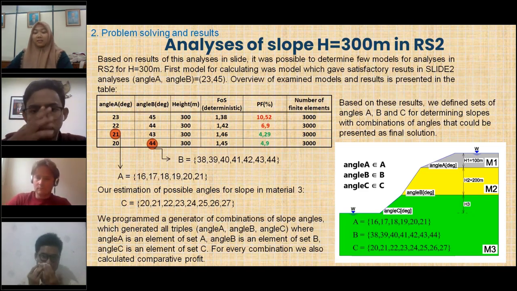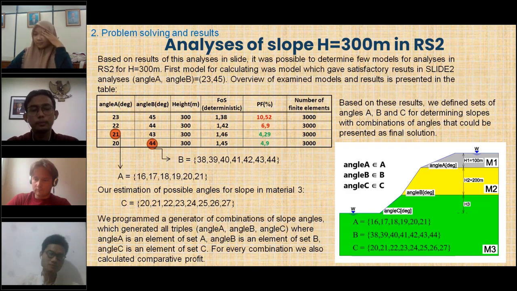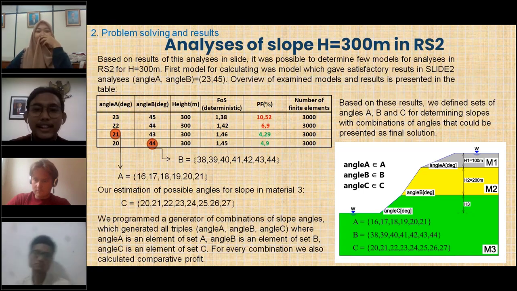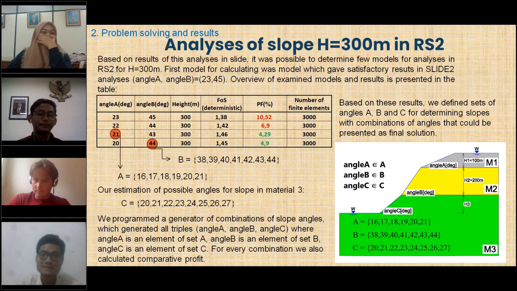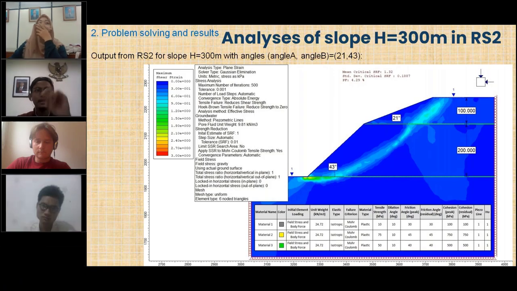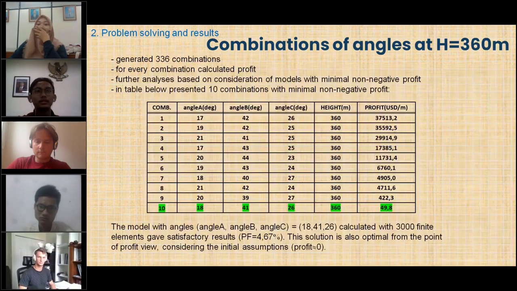We programmed the generator of combinations and got all combinations of angles as triples: angle A, angle B, angle C, where angle A is an element of set A, angle B an element of set B, and angle C an element of set C. For every combination, we also calculated profit. Here you can see the output from the RS2 program for a model with depth of 300 meters and with slope angles 21 and 43 degrees. In this table are presented 10 combinations with minimal non-negative profit.